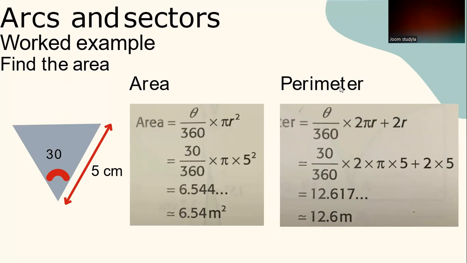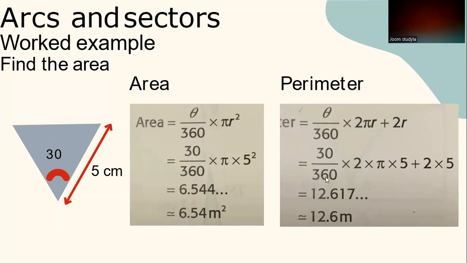And how to calculate the perimeter of the sector when the value of the arc is given. So this is the formula: degree divided by 360 multiplied by 2 pi r plus 2r.